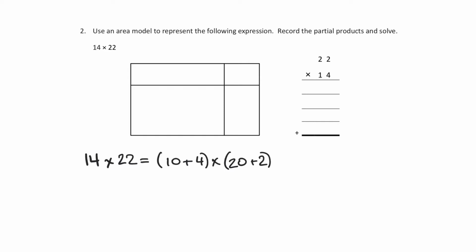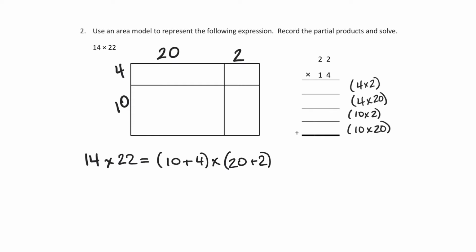Once we have our numbers decomposed, our next job is to put them onto our area model. We will start with 14, which is broken down into 10 plus 4. We'll put our 10 here and our 4 there, and then we will put 20 here and 2 there. Now that we have all of our dimensions labeled, we will start using our partial products.